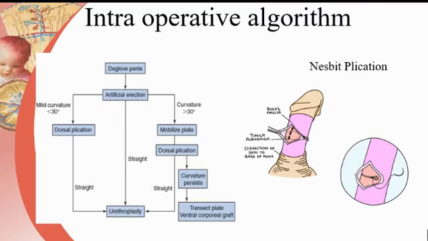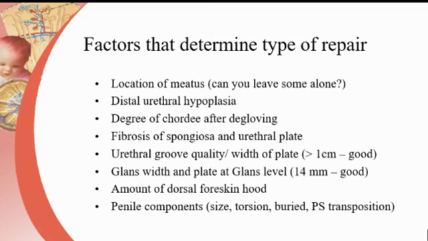Now in a patient who has a curvature of more than 30 degrees, you may sometimes have to decide whether to divide the urethral plate and then remove the chordee tissue. So there are multiple factors that determine the type of hypospadias repair. The location of the meatus. There are some patients with an almost glanular meatus with minimal chordee and only a foreskin hood. Can you leave them alone? Probably yes. If the meatus is a little bit off-shoot, you can probably leave some of the glanular hypospadias alone.